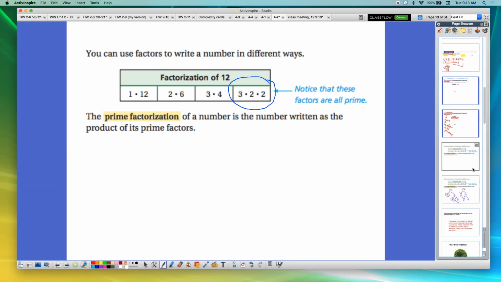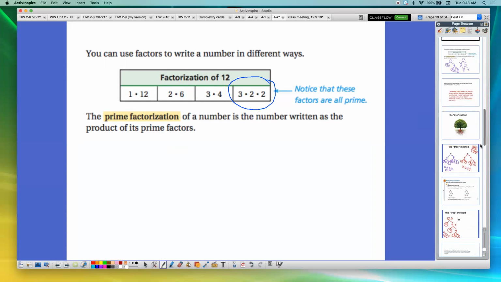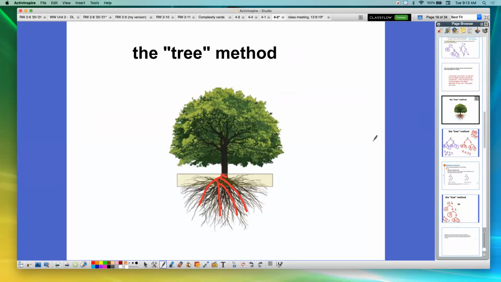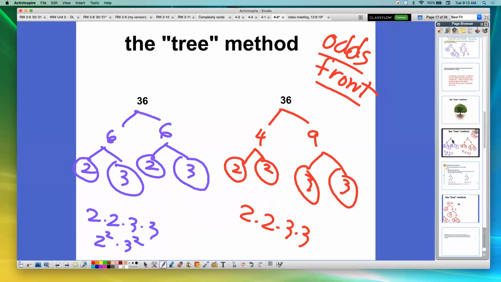So I'm going to show you this thing called the tree method. Just so you're clear about what I'm talking about, notice how a tree has lots of roots underneath. This is how this method got its name, because you're going to end up making lots of what I'll call branches. You'll start with a number and then there'll be a lot of branches, kind of like the roots of a tree. It looks like this. Let me show you how I did that.